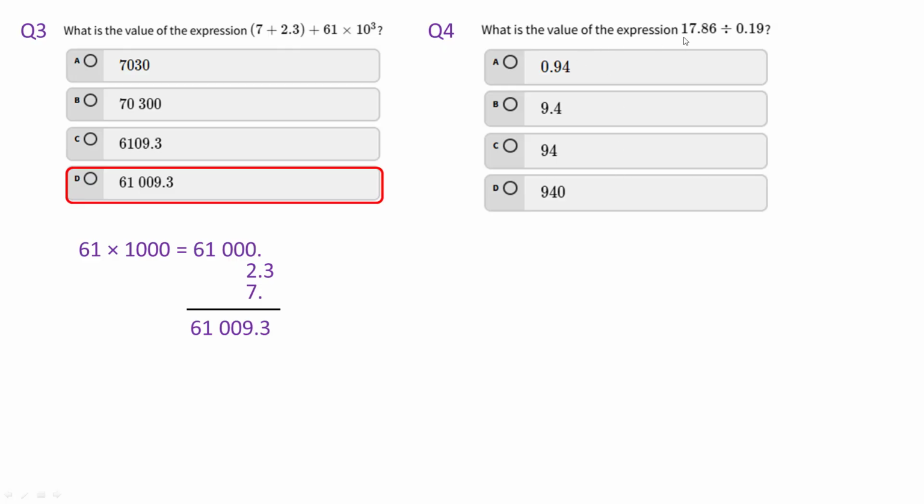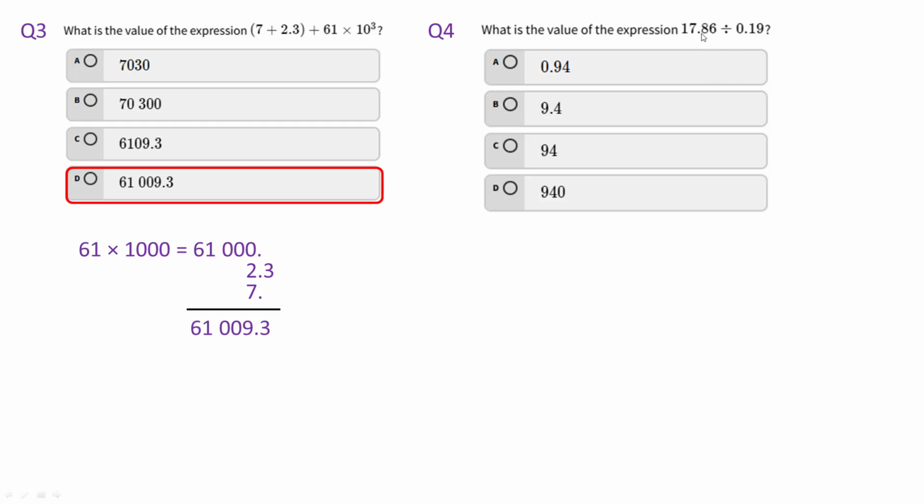Question number 4, what is the value of the expression 7.86 divided by 0.19? Now that might seem like something you really want a calculator for, but if you look at the answers, there's an answer of about 9.4, and then 94, and then 940. So I think this is meant to be done just by estimating, because these answers aren't close. It's not like there's an answer of 9.4 and an answer of 9.35. Which one might it be?